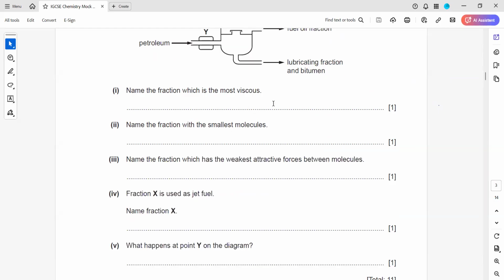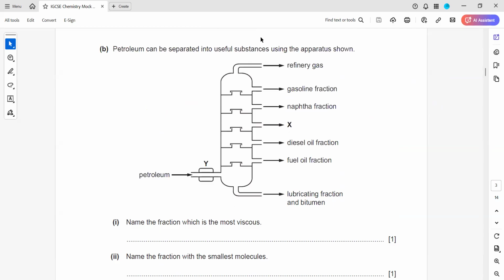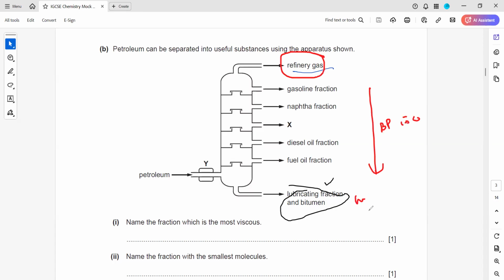Name the fraction which has the weakest attractive forces between the molecules. So weakest attractive force, or which has the lowest boiling point. As we go down the group, the boiling point increases. So this will have the high boiling point and this will have a low boiling point. So for a low boiling point, we'll have a weaker intermolecular force. That is why it has a low boiling point.